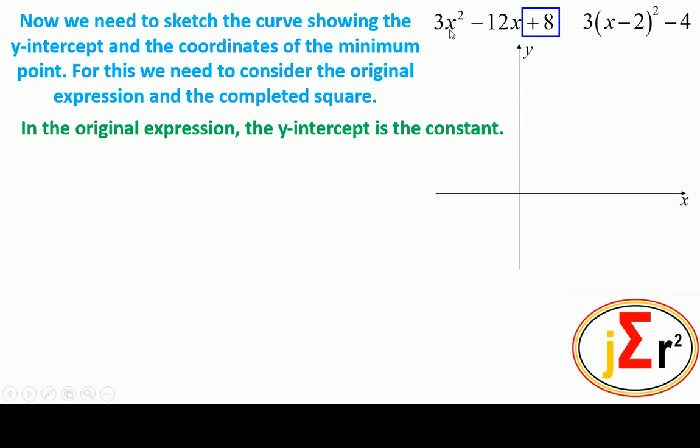But we can just be practical about it. Place 0 here and there in the place of x. These two terms will be equal to 0. The value of y will be equal to 8.